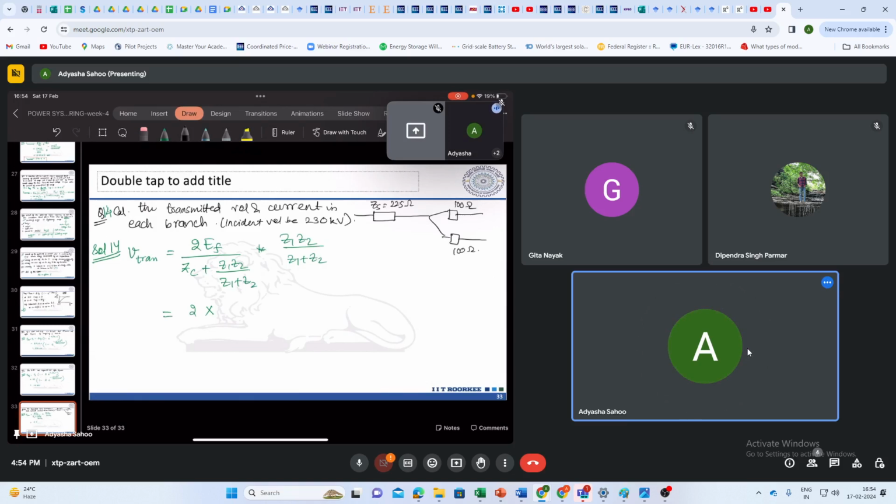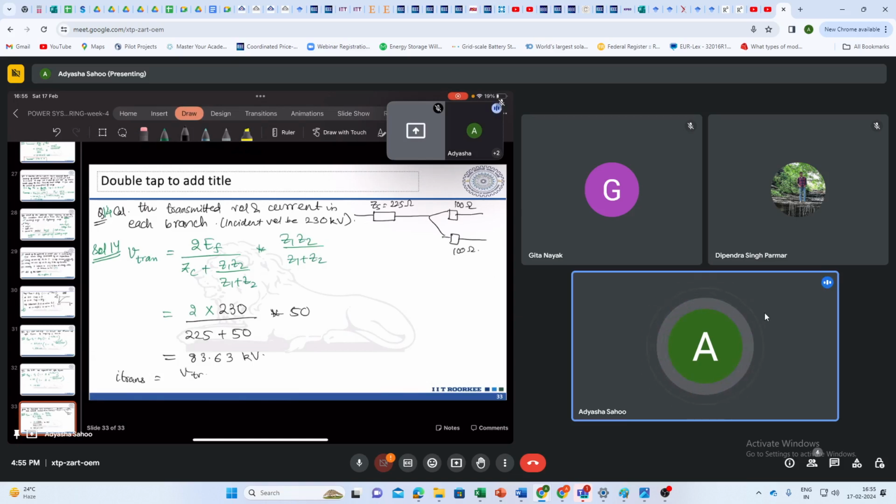So 2 into 230 divided by 225 plus 50, into 50. So that will come out as 2 into 230 divided by 225 plus 50, into 50, which is 83.63 kV.